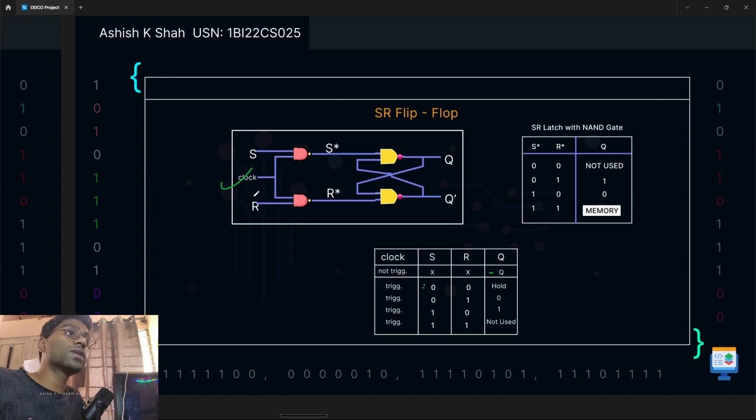If it is triggered, then there will be 4 combinations, because there are also S and R, which are taking input. First we will understand 0 1, then 1 0, then 0 0 and 1 1. Okay, so first case 1. Let's suppose S is 0 and R is 1. We are covering this.